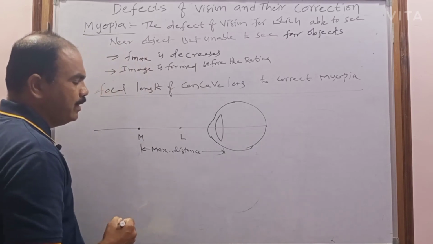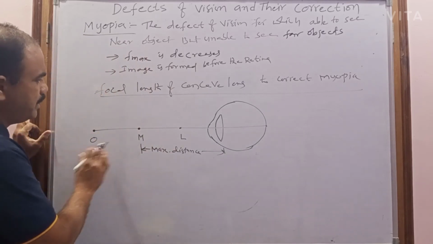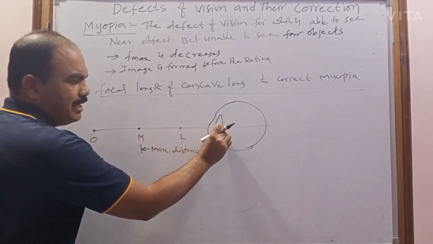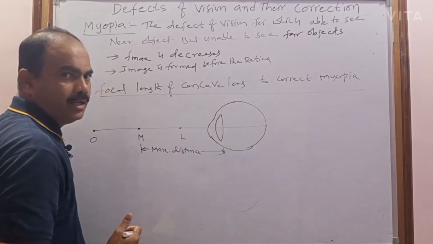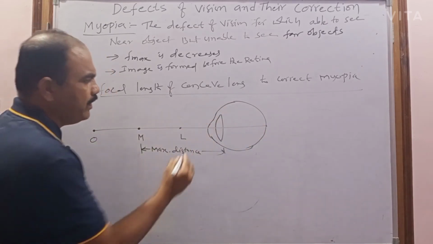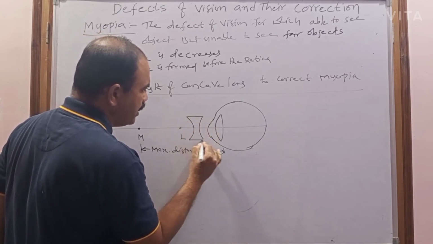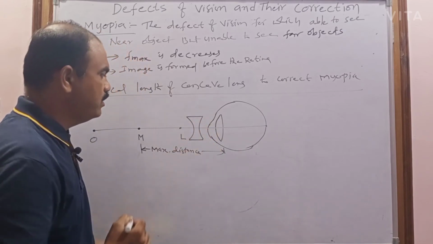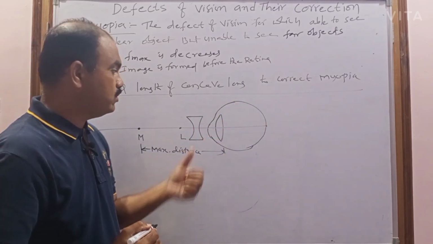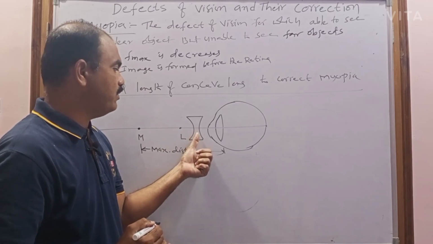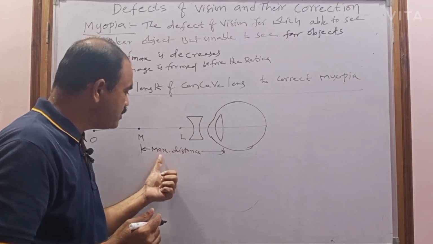So if the object is beyond M, the eye lens cannot form the image of this object on the retina; it is formed before the retina. But how can we correct this? If I use a concave lens, this concave lens can correct the myopia. Further, once it is corrected, we have to calculate the focal length of this concave lens, which depends upon this maximum distance.